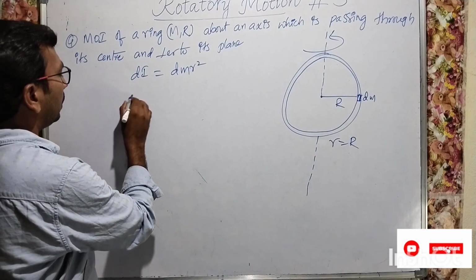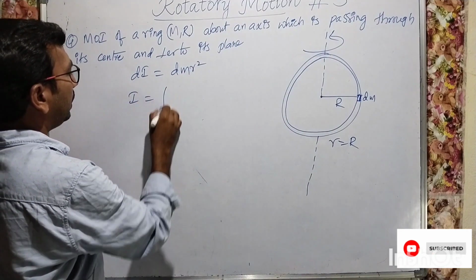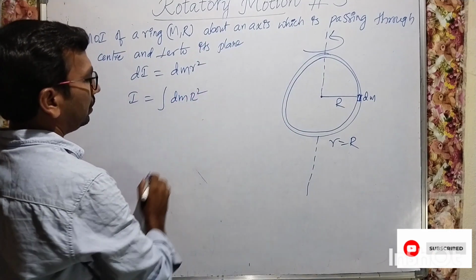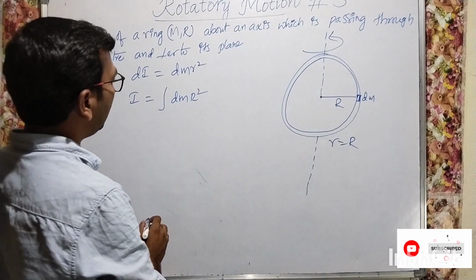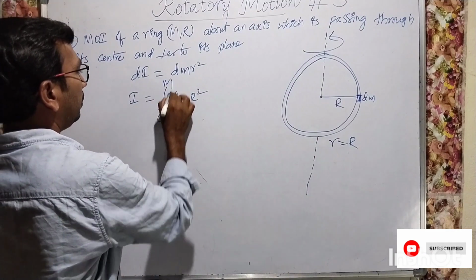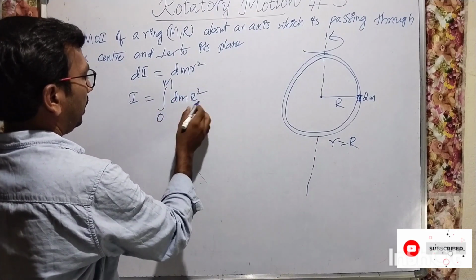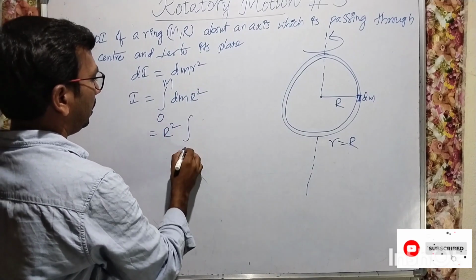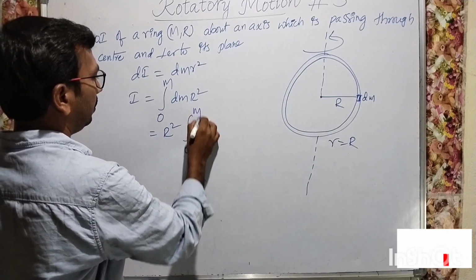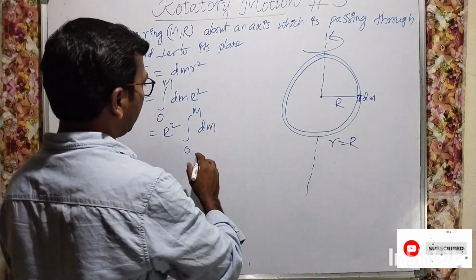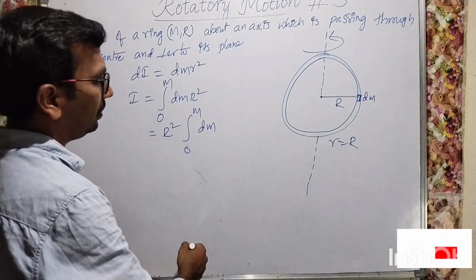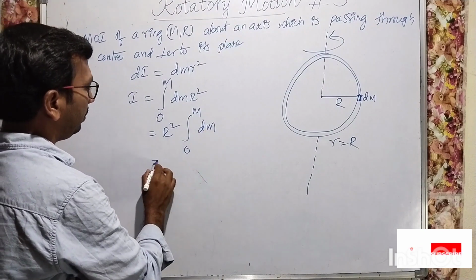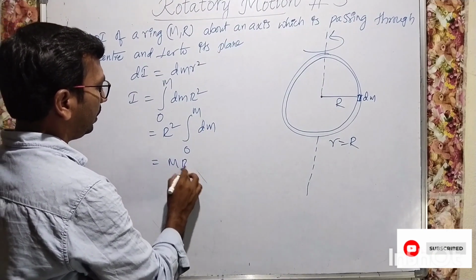So for the whole, you will get I is equal to the integration of dm r square, from 0 to M. r square is constant, so r square times the integration from 0 to M of dm. Integration 0 to M of dm is capital M. So capital M r square.